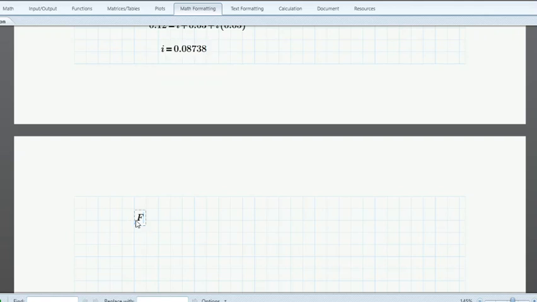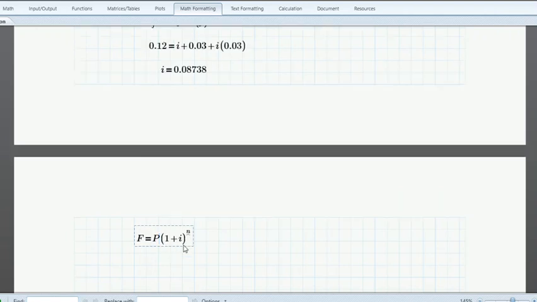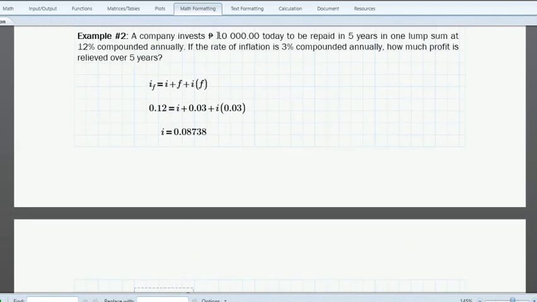So, we have F is equal to P times 1 plus I raised to positive N. Bakit ito yung gagamitin natin formula? This is the formula for compound interest. Kasi, di ba dito sa problem, the investment of 10,000 pesos is isang beses lang naman nangyari. Single payment lang siya. It is not a series of investment naman.